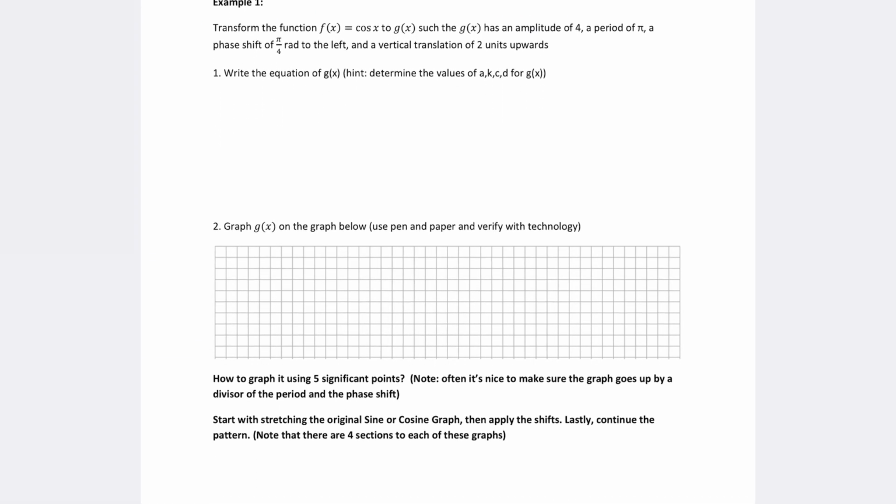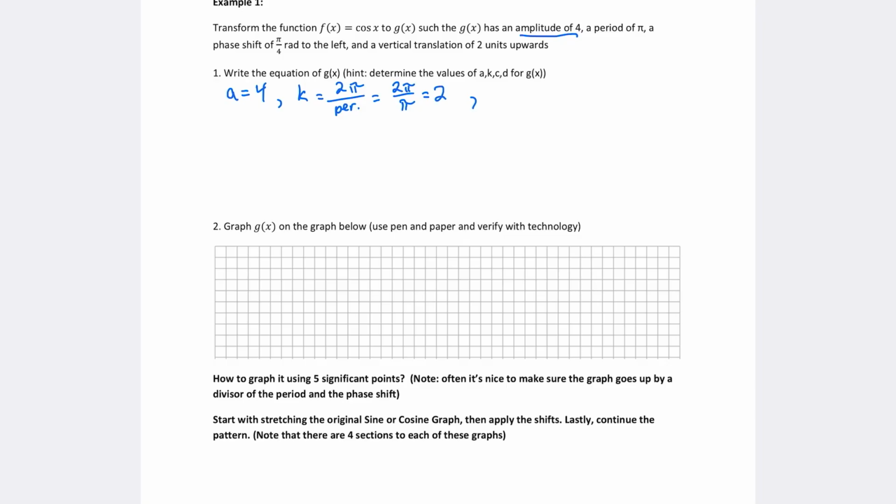All right, we're going to hit up on the graphing now. So transform the function f of x equals cos x to g of x so that g of x has an amplitude of 4, a period of pi, a phase shift of pi over 4 radians to the left, and a vertical translation of 2 units upwards. So going through each of these values here, a gave us that amplitude is 4. Next, our k value. Well, it says the period is pi. So remember, the k value is figured out by doing 2 pi divided by the period. So we do 2 pi over pi, and we get the number 2.